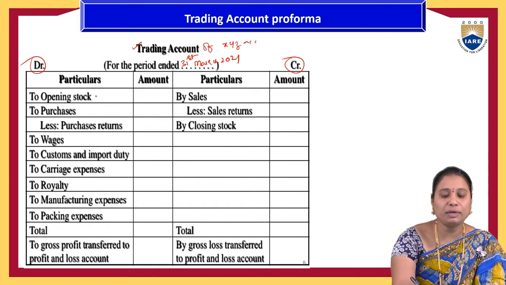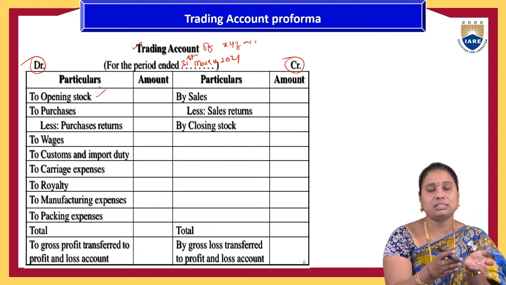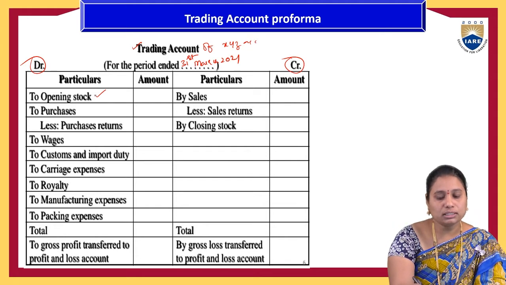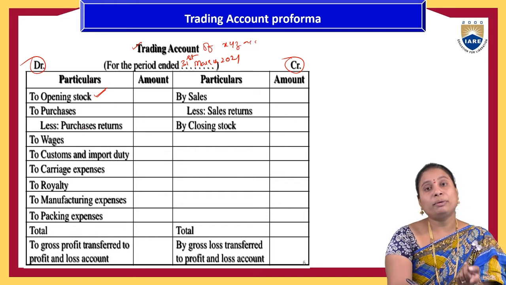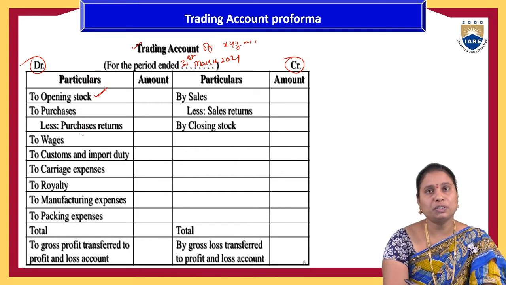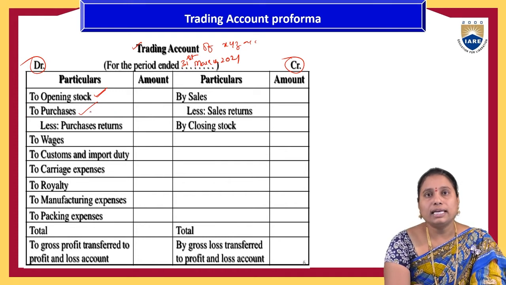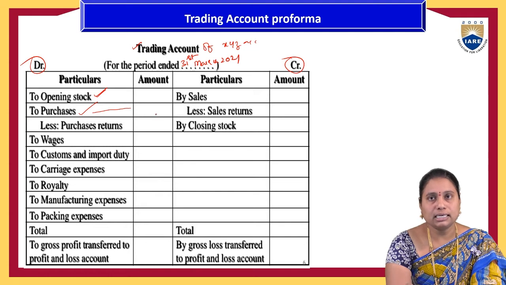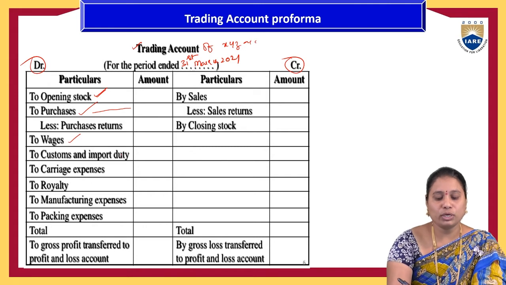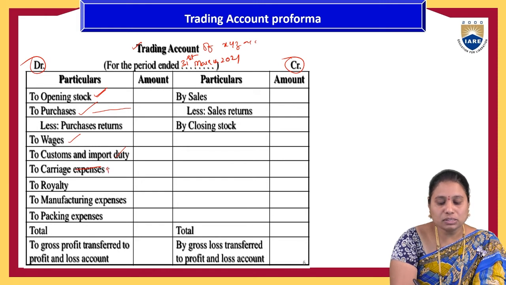If they have any opening stock from the previous year, they have to write the opening stock, because that is going to be expended in the next year. And if any purchases were added, and if they have returned any purchased goods, that has to be deducted from the purchases, and only the net amount of purchases is taken into consideration. And the direct expenditures for labor, whatever they have paid: wages, customs and import duties, carriage inwards. Only these inward expenses they have to record.